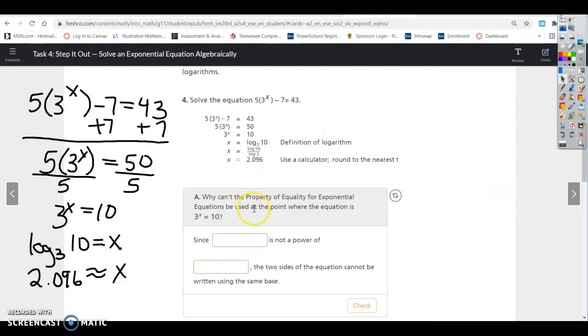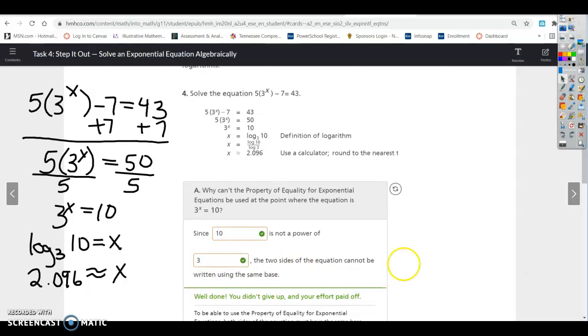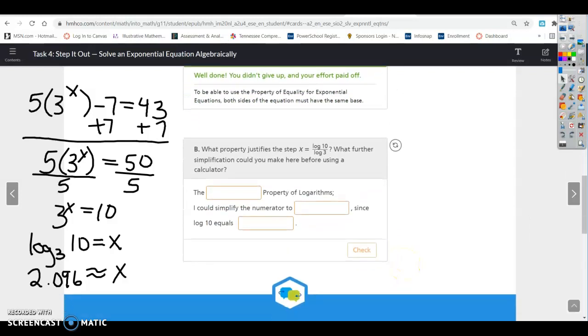All right, so why can't the property of equality for exponential equations be used at the point where the equation is 3^x equals 10? Okay, so again, 10 cannot be rewritten as a base of 3. So since 10 is not a power of 3, the two sides cannot be written with the same base. All right, what property justifies this step? Okay, that's your change of base formula.